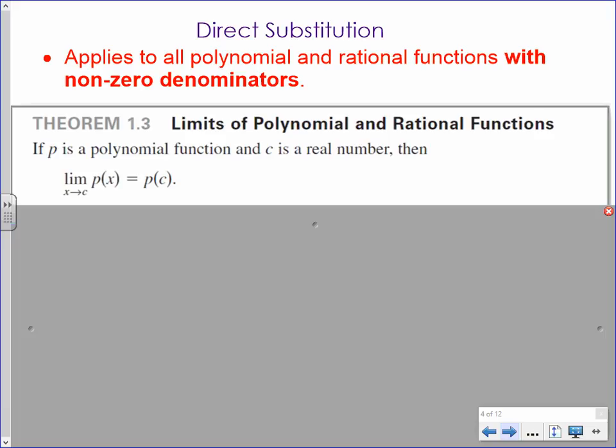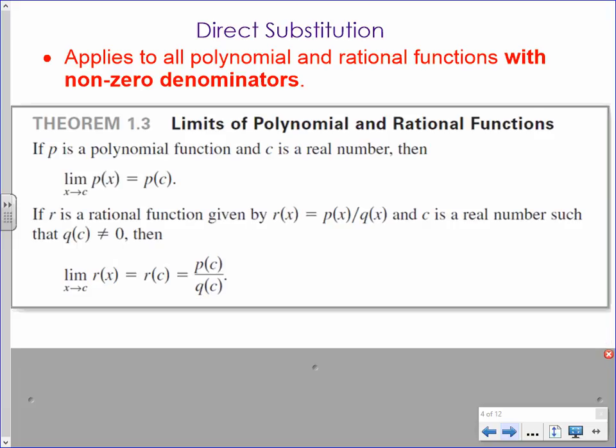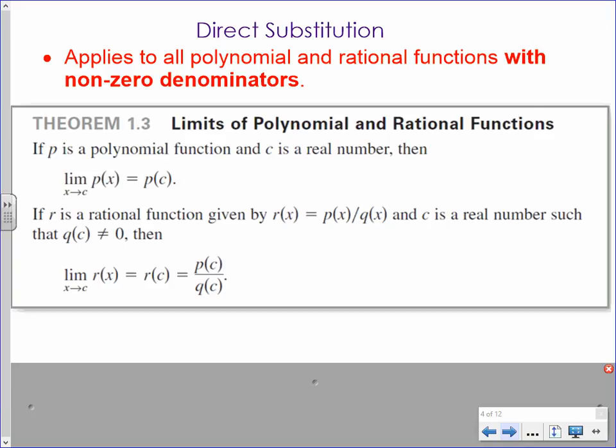If we have some sort of a rational function, as long as the denominator is not 0, then we're going to plug our c value into our rational function. If it makes the denominator 0, then we're going to have to be creative, and I'll show you the cases that could happen.